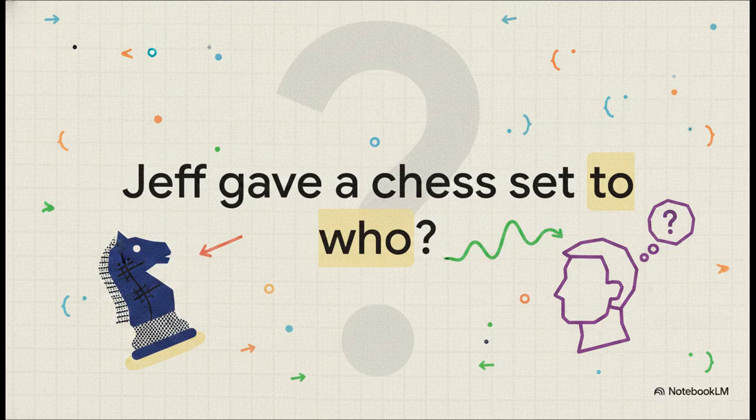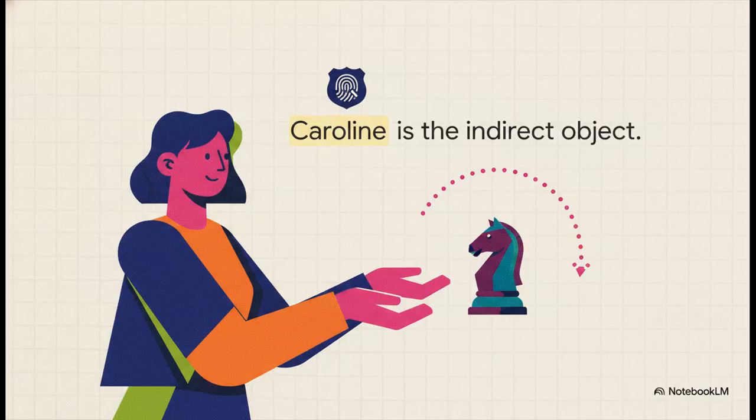Let's interrogate this new sentence. Jeff gave Caroline a chess set. We're going to use our new set of questions. First up, let's find that direct object. Jeff gave what? A chess set. Perfect. Now we look for the indirect object. Jeff gave a chess set to who? The answer is Caroline. That makes her the indirect object receiving the direct object, which, again, is the chess set.